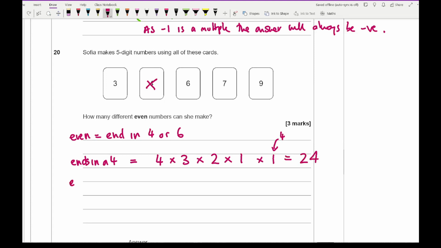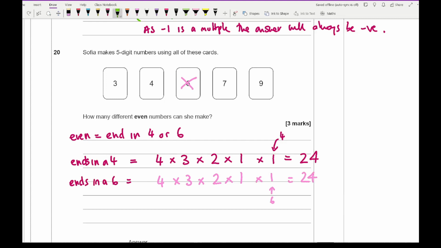Then if I look at ending in a 6, again I just get rid of that x and this time put an x on the 6. How many numbers have I got to choose from for my first digit? I've got 4 numbers, then 3 digits, then 2 digits, then 1. And then I've still got my 6. And again, that is going to be 24 as well.